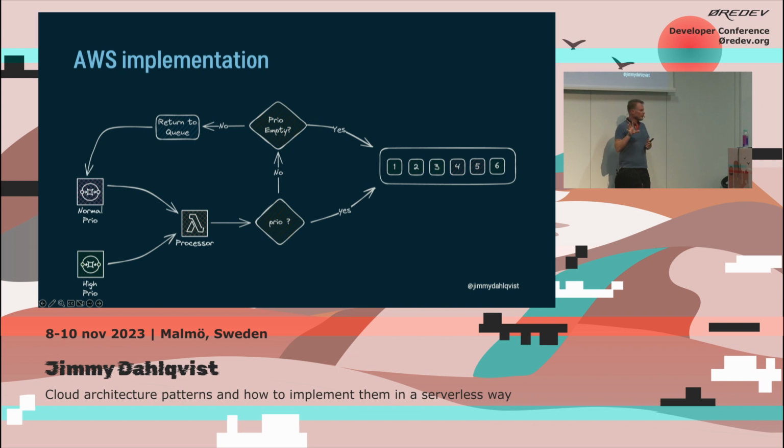In this pattern, there is, of course, a very clear possibility for queue starvation in the normal priority queue. If there are always messages in the high priority queue, the normal queue will never be processed. So what we can do, once again, we return to our precious envelope wrapper. And we could add logic into that, saying that if we have returned a normal message to the queue 3 times, process it anyway. That way we can avoid queue starvation.